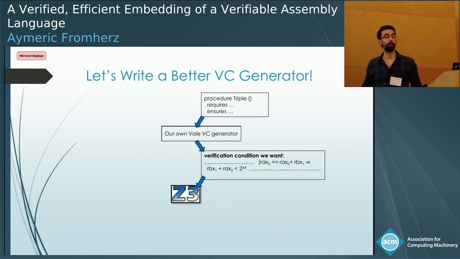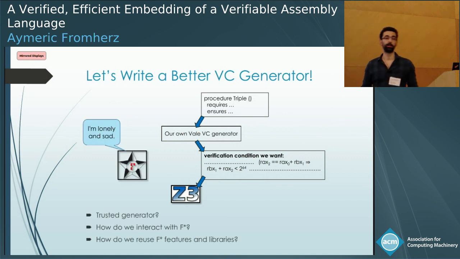So because of that, we cannot just naively use the F-star VC generator. We have to write a better VC generator. So a first solution would be, let's take our Veil code and write our own nice Veil VC generator, giving us the verification conditions we want that would then be passed to Z3. But that raises several problems. First of all, that would mean that we would have to trust our generator because we would rely on it for verification. And second, that would also mean that we wouldn't interact with our verification framework, which here is F-star, and we wouldn't be able to reuse the powerful F-star features and libraries.